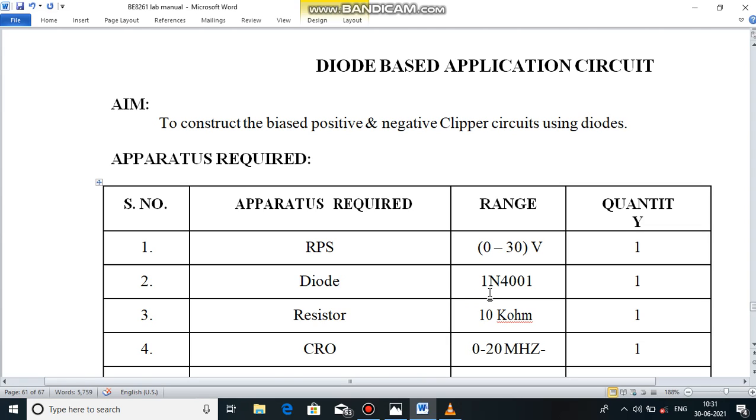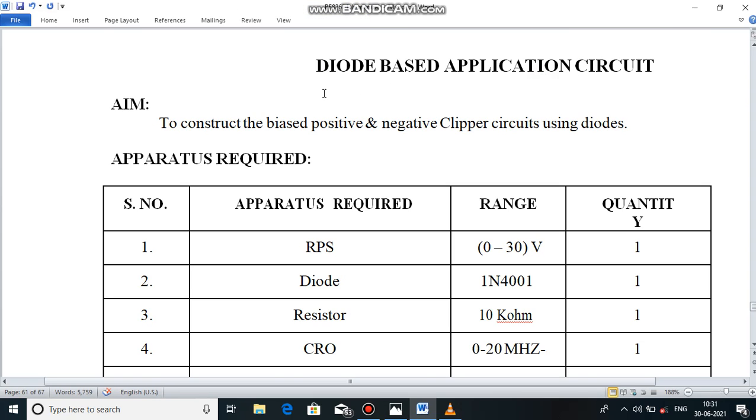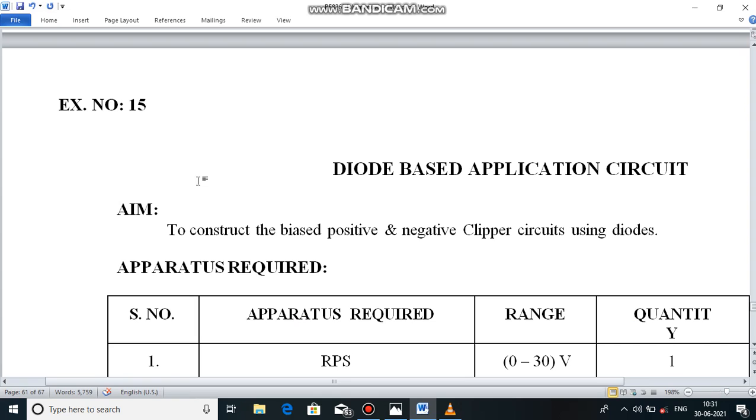In this video, we are going to see the diode based application circuit. For conducting this experiment, we are going to construct the positive and negative clipper circuit. The aim of this experiment is to construct the biased positive and negative clipper circuits using diodes.